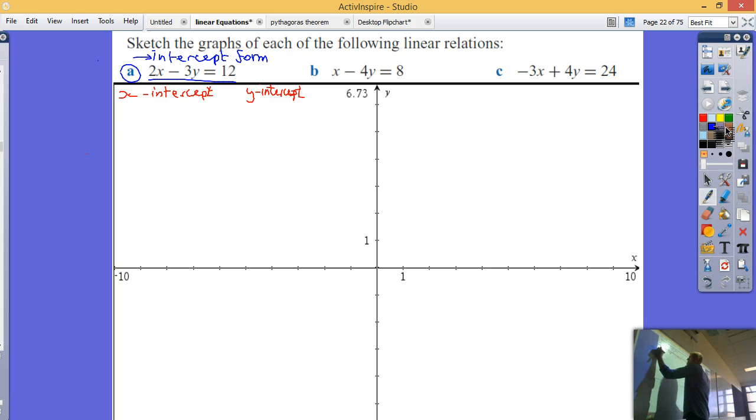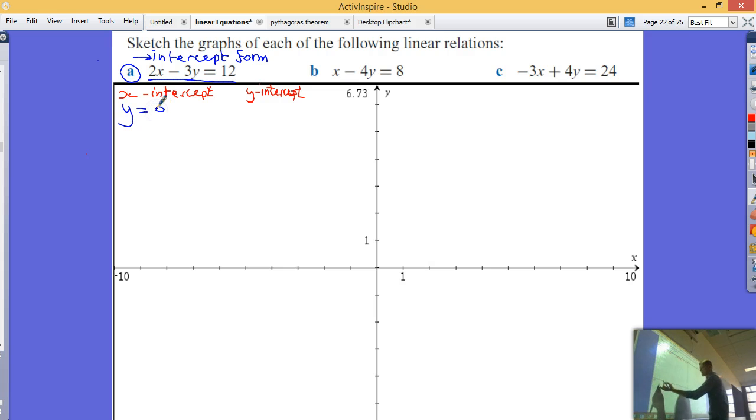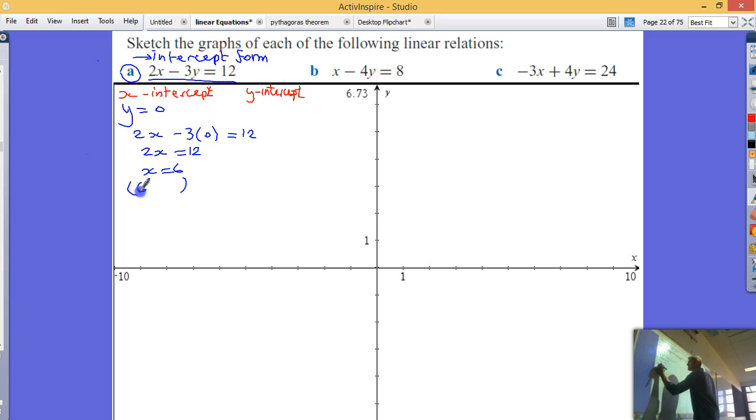The x-intercept occurs when y is equal to 0. That's anywhere along the horizontal axes. So I'm going to substitute y equals 0 into my rule. 2x minus 3 times 0 is equal to 12. And that means 2x is equal to 12, and divide by 2, I get x is equal to 6. So my coordinate I get from that working out is when x is 6, y is 0. Let's plot that point. 1, 2, 3, 4, 5, 6. There it is. And I'm going to label it 6, 0.